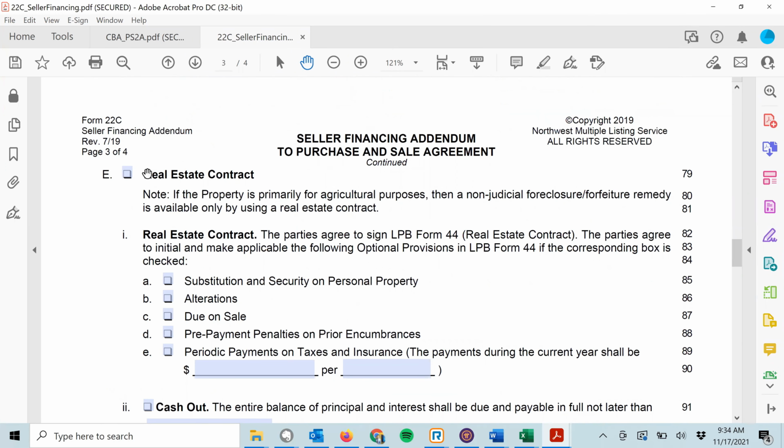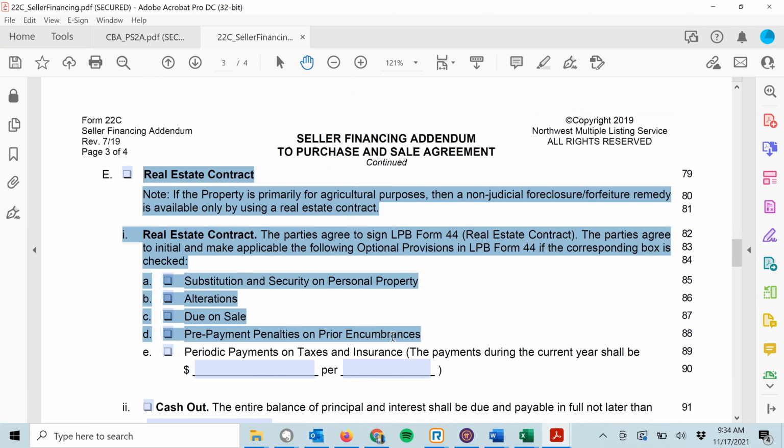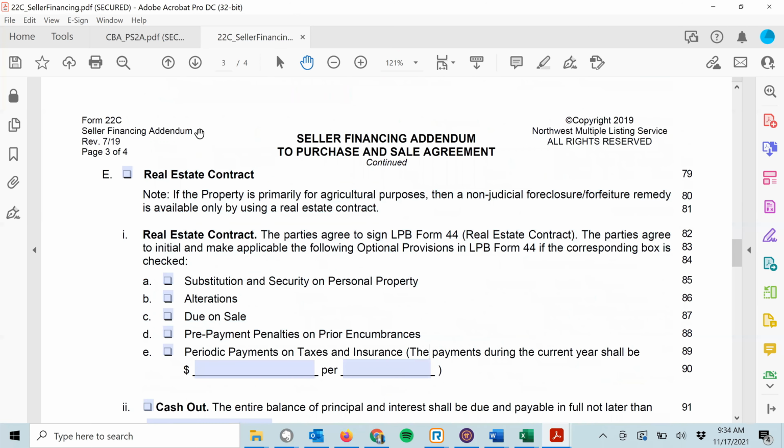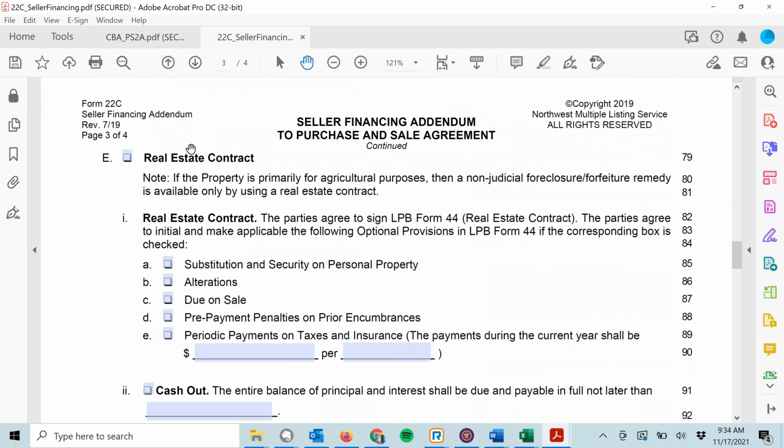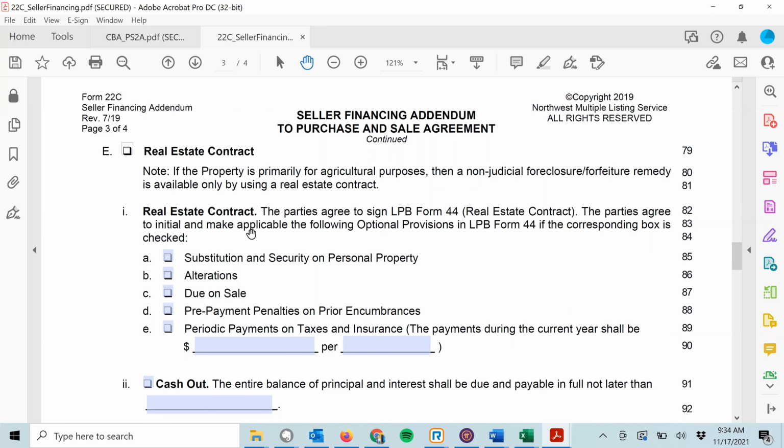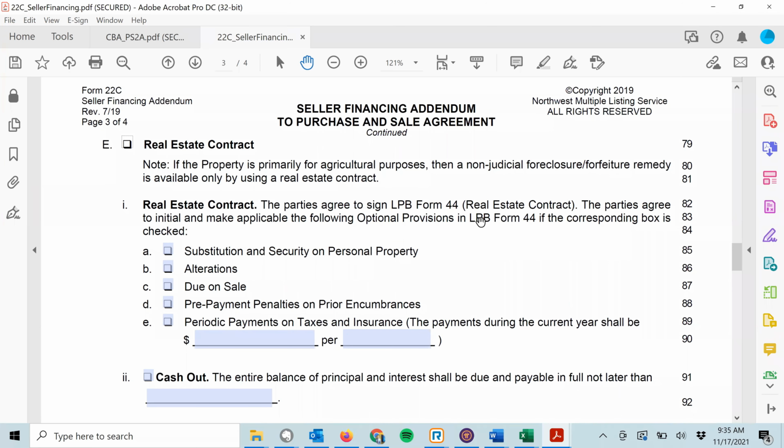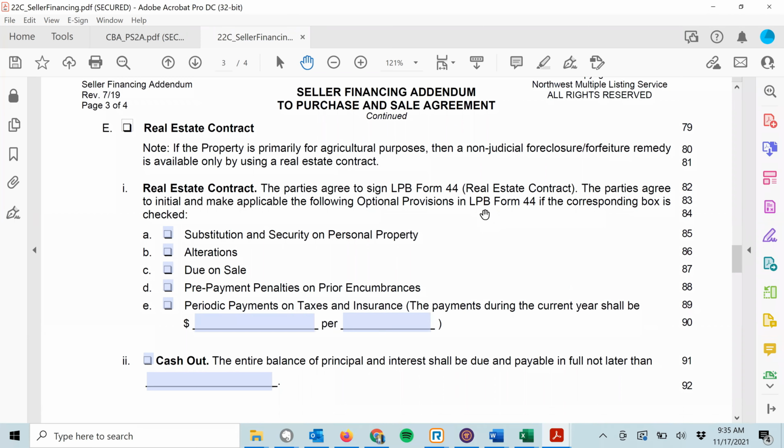Because we chose note and deed of trust, we don't have to fill out any of the real estate contract part, right? So we're going to skip this, but I'll cover it for the video, right? So if you didn't use note and deed of trust, then you would check real estate contract. Remember to have the conversation about whether you intend to have it recorded or not. The parties agree to initial and make applicable the following optional provisions, LPB Form 44 of the corresponding box, right?